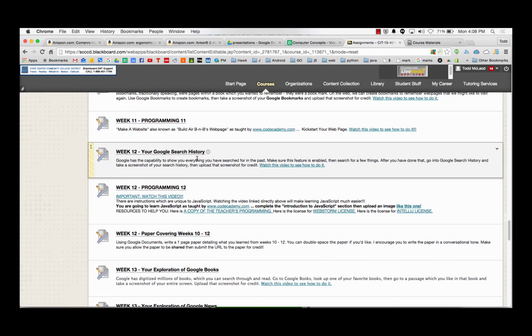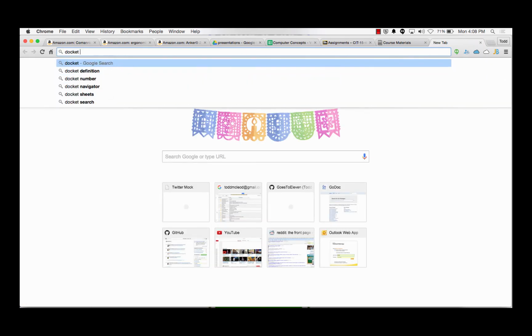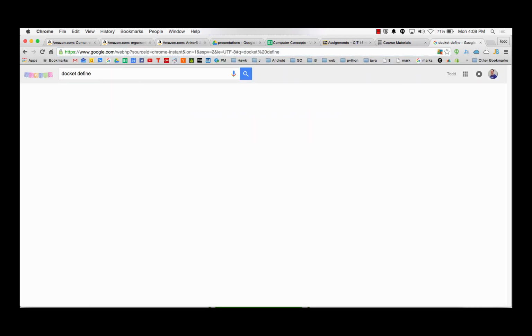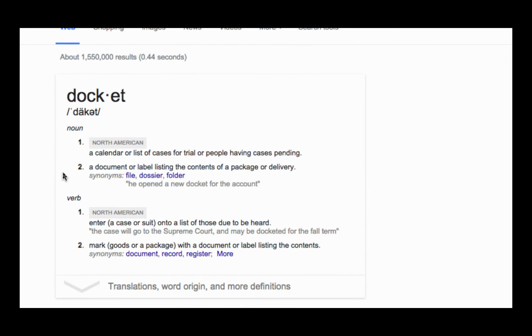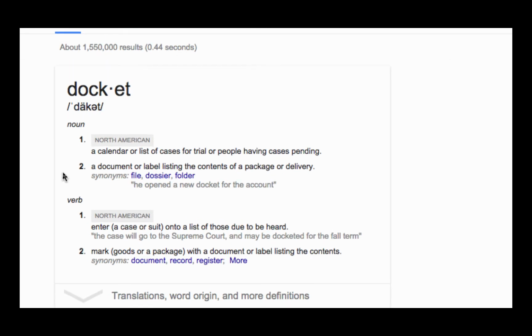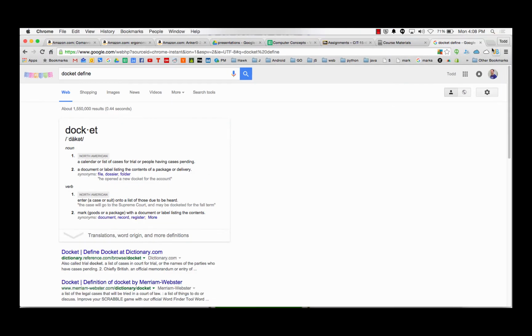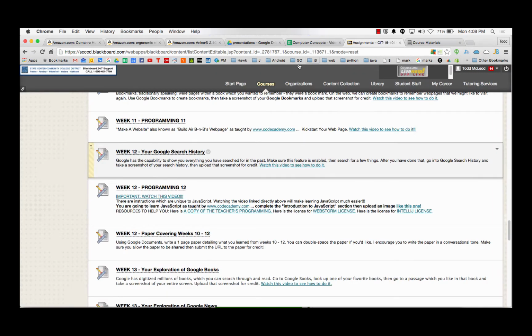It's my new word. It's been my word of the week, docket. You guys know it? Docket, what's on the docket? I don't even know what it means, but I've been using it like hell's freezing over. Docket: calendar or list of cases for trial or people having cases pending, a document or label listing the contents of a package. So the contents, what's on the docket? That's what's on the docket.